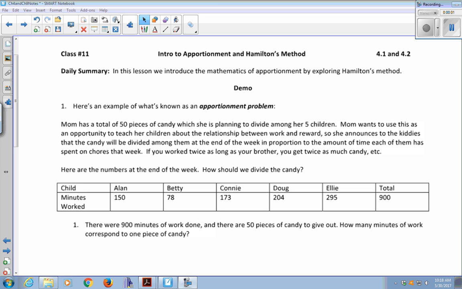In this lesson, we introduce the mathematics of apportionment. We're going to start by exploring Hamilton's method. So here's an example of what's known as an apportionment problem.